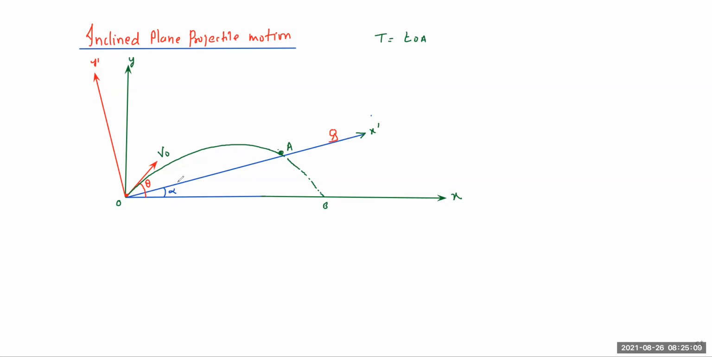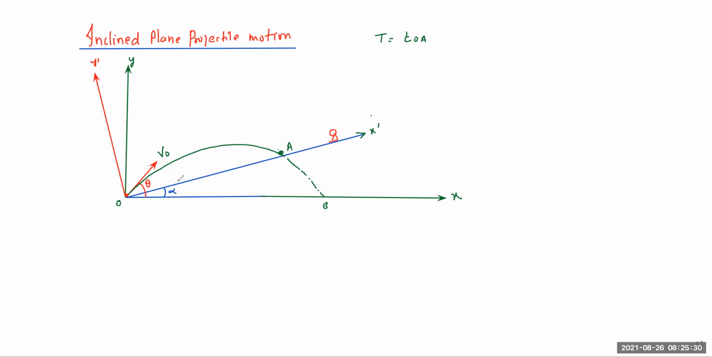Y dash is zero. What is the y dash? Y dash means how far above the x dash axis you are. So when you land on the x dash axis, it means you're at y dash equals 0.